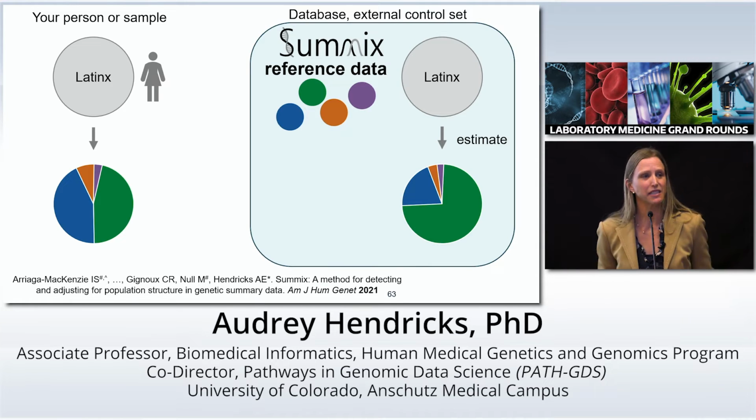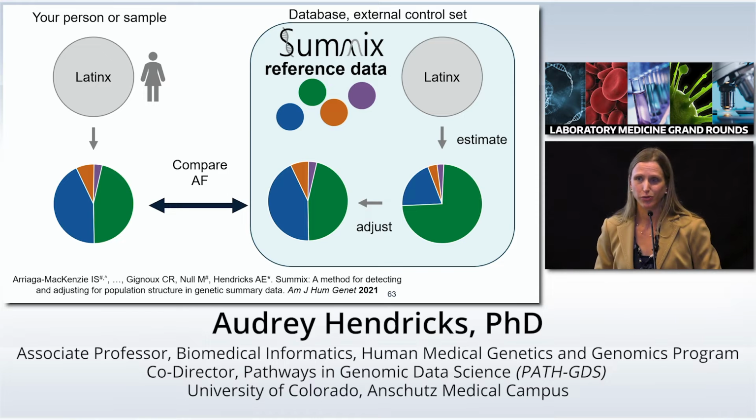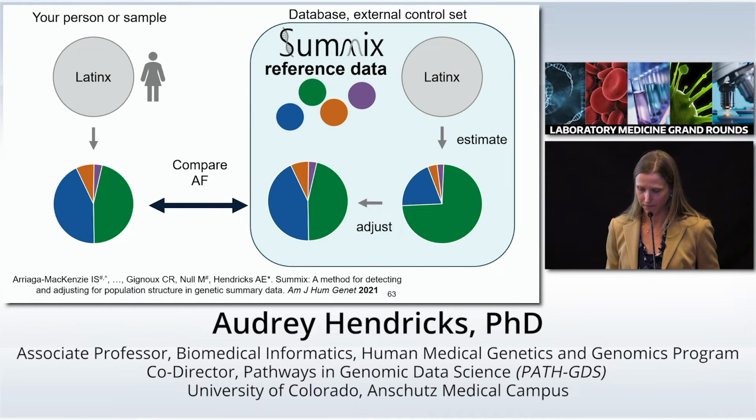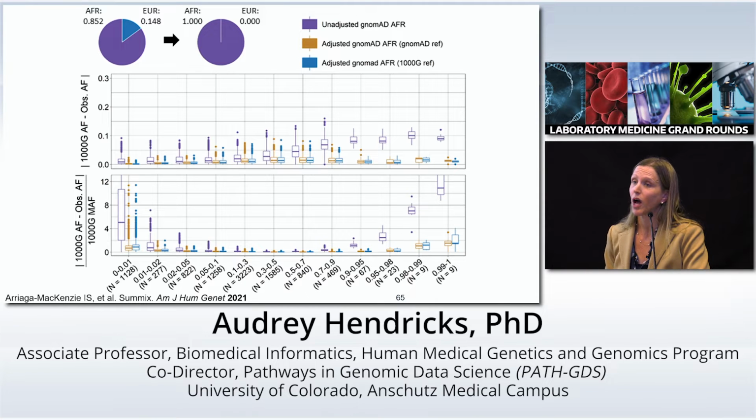Okay, so we've estimated our ancestry proportions in publicly available summary data, and now we wanted to look at how well we do adjusting our allele frequencies. So here we looked at an adjustment from an African American sample to 100% African. And here we're looking at that compared to a 1,000 genome sample of African ancestry. So how close are we? Here's our absolute difference, and here's our relative difference.